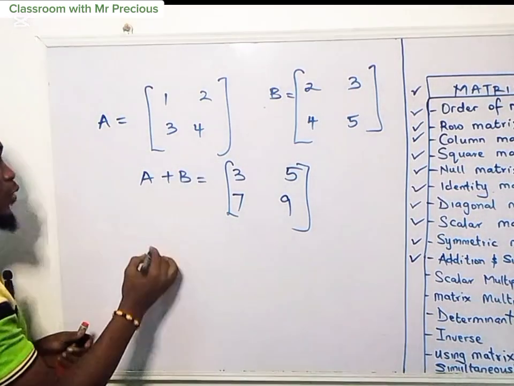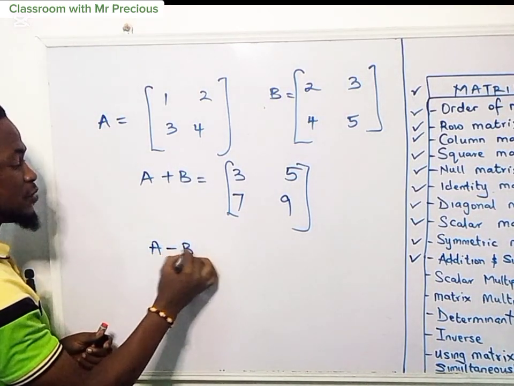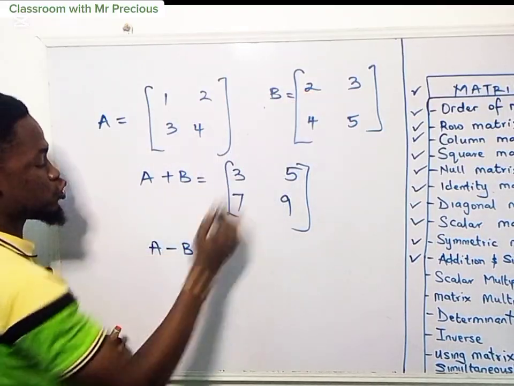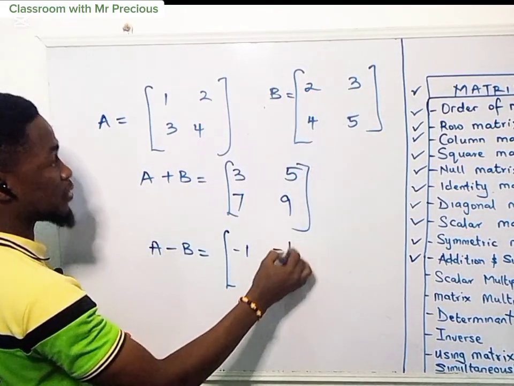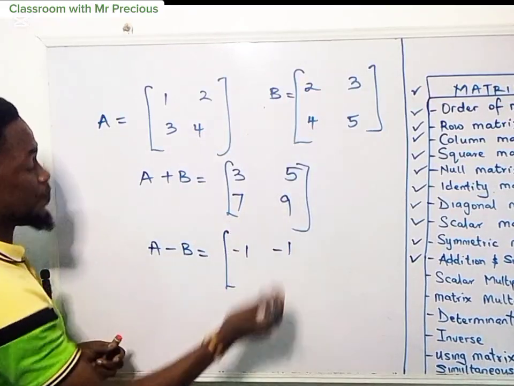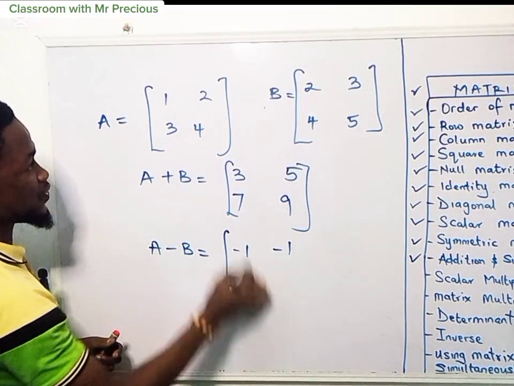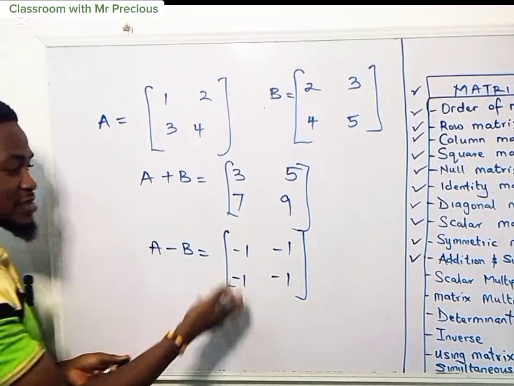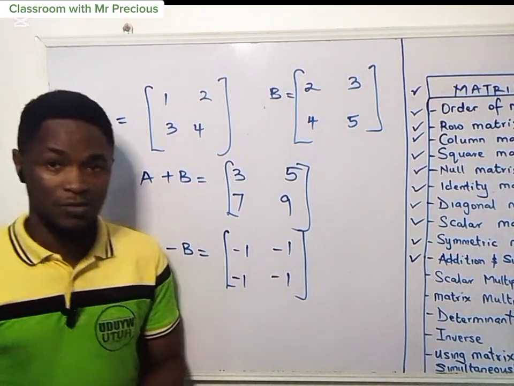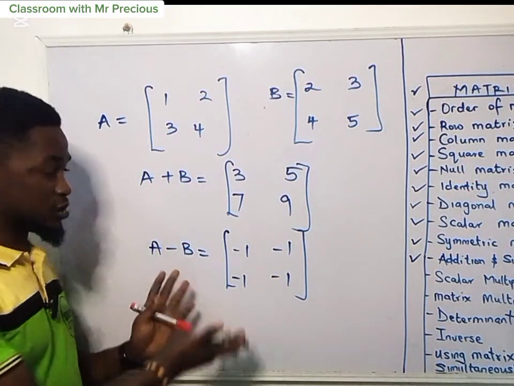Now if you want to do A minus B, 1 minus 2 will give you minus 1, 2 minus 3 will give you minus 1, 3 minus 4 will give you minus 1, and 4 minus 5 will give you minus 1. So coincidentally, this is minus 1 everywhere. I didn't plan that, but anyway, this is what you have.